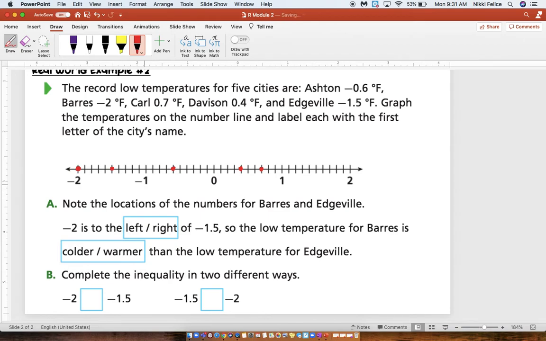Okay, so now we are able to compare. It says note the locations for the numbers Bars and Edgeville. Well, Bars is right here at negative 2. I'm going to put a B. And Edgeville is negative 1.5. I'm going to put an E right here for Edgeville.